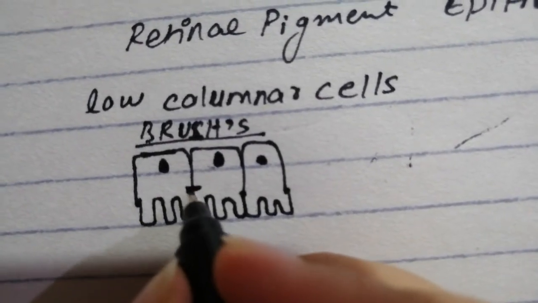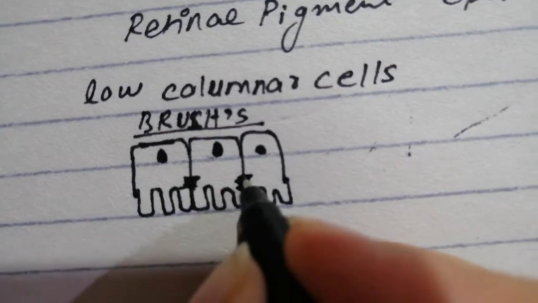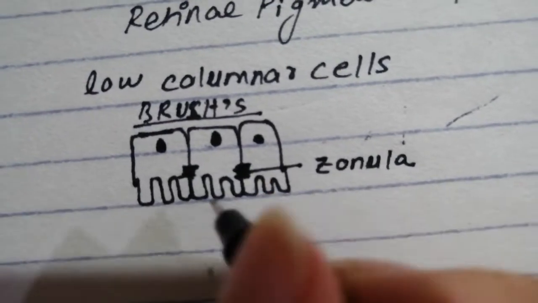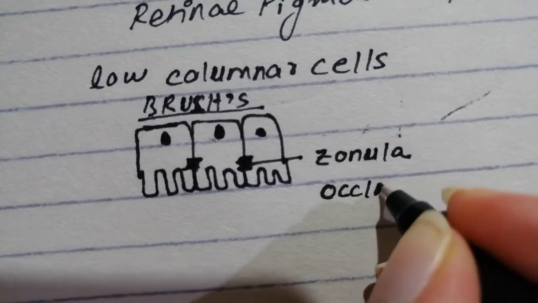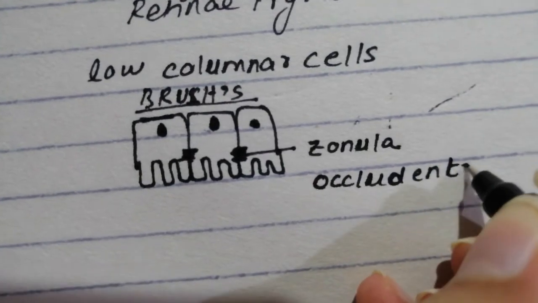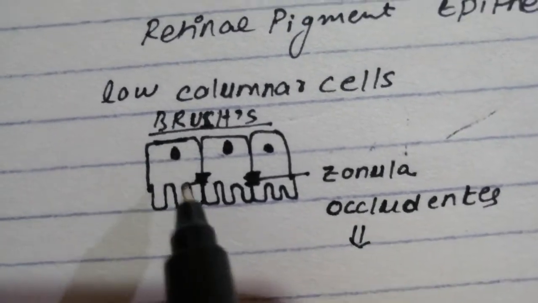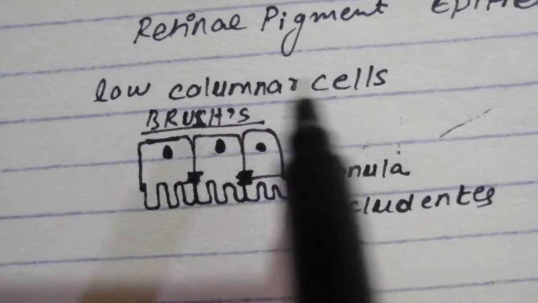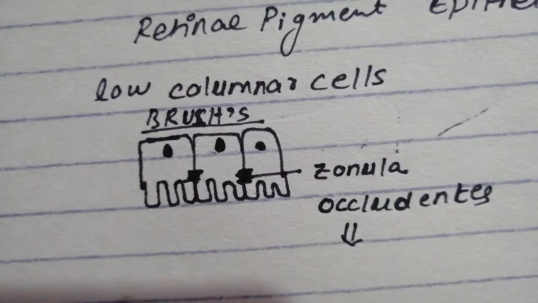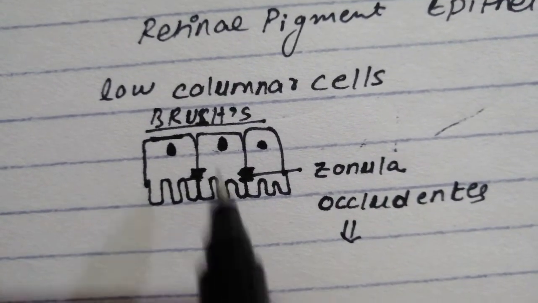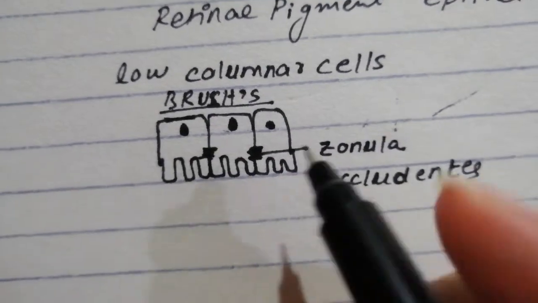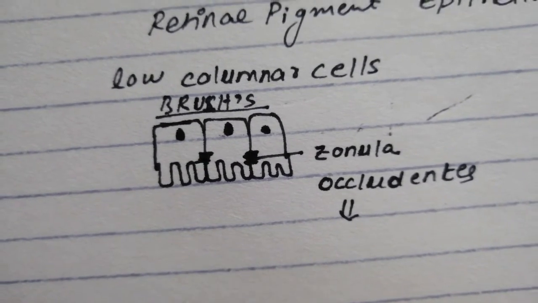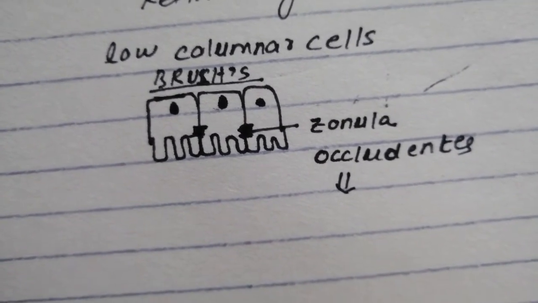And they also have these zonula occludentes tight junctions on the apical side. And these zonula occludentes, what do they contribute to? They contribute to the blood retina barrier. Because of the zonula occludentes, and because the choriocapillaris in the choroid are responsible for the blood supply of the outer one third of the retina, which includes the retinal pigment epithelium, a layer of rods and cones, the outer nuclear, and the outer plexiform layer, right?